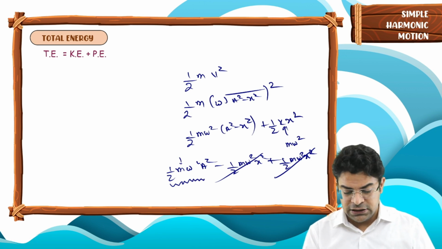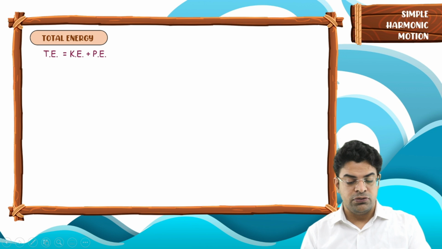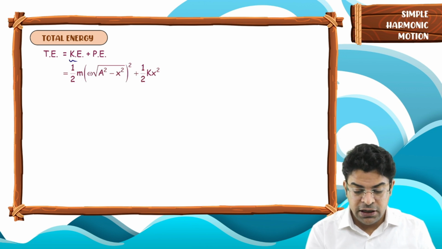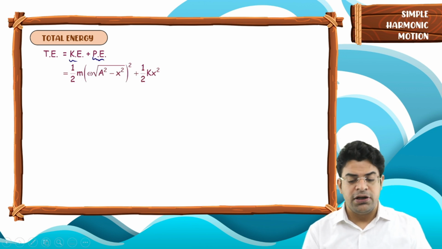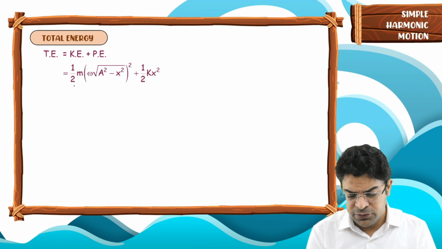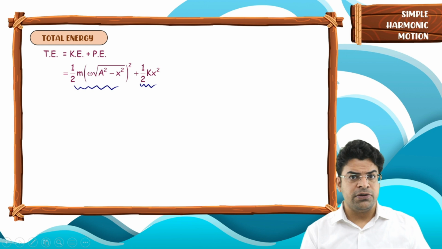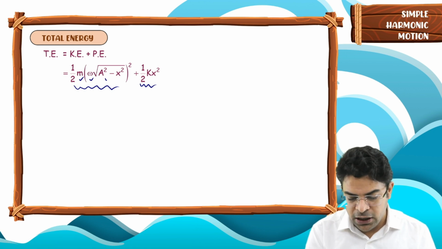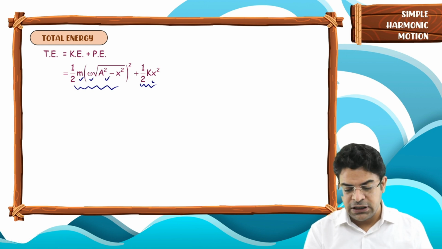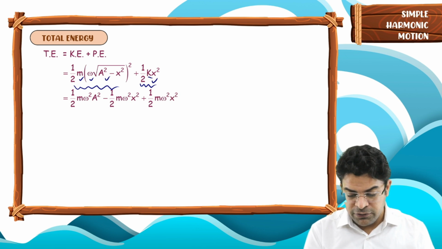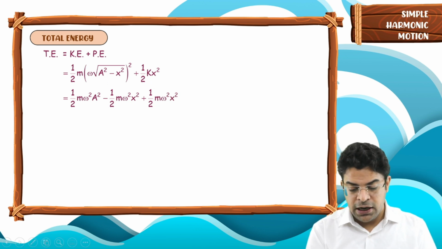That can be written as half k a square. So total energy can be written as kinetic energy plus potential energy. You can write kinetic energy as a function of position as well as potential energy as a function of position. So what you get is half m omega under root of a square minus x square whole square plus half k x square. In place of k, substitute m omega square and open up the bracket.